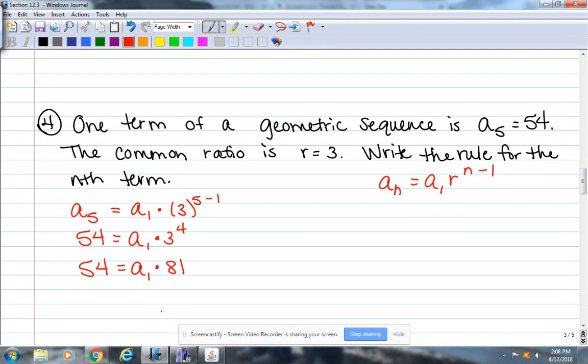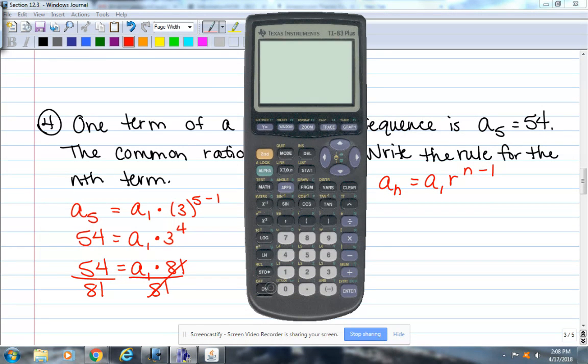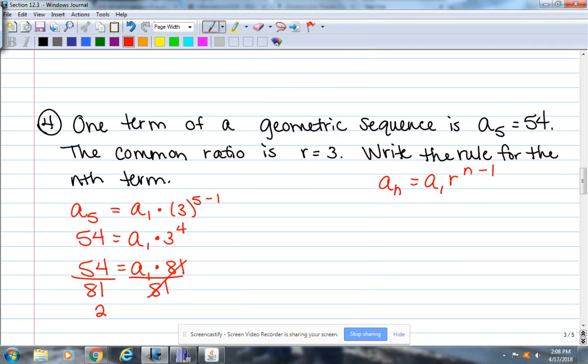Now, how do we get a sub 1 by itself? Divide both sides by 81. And I am going to get a fraction. Now we can type that in our calculator to reduce it. 54 divided by 81. Math, enter. 2/3. So my starting term is 2/3.